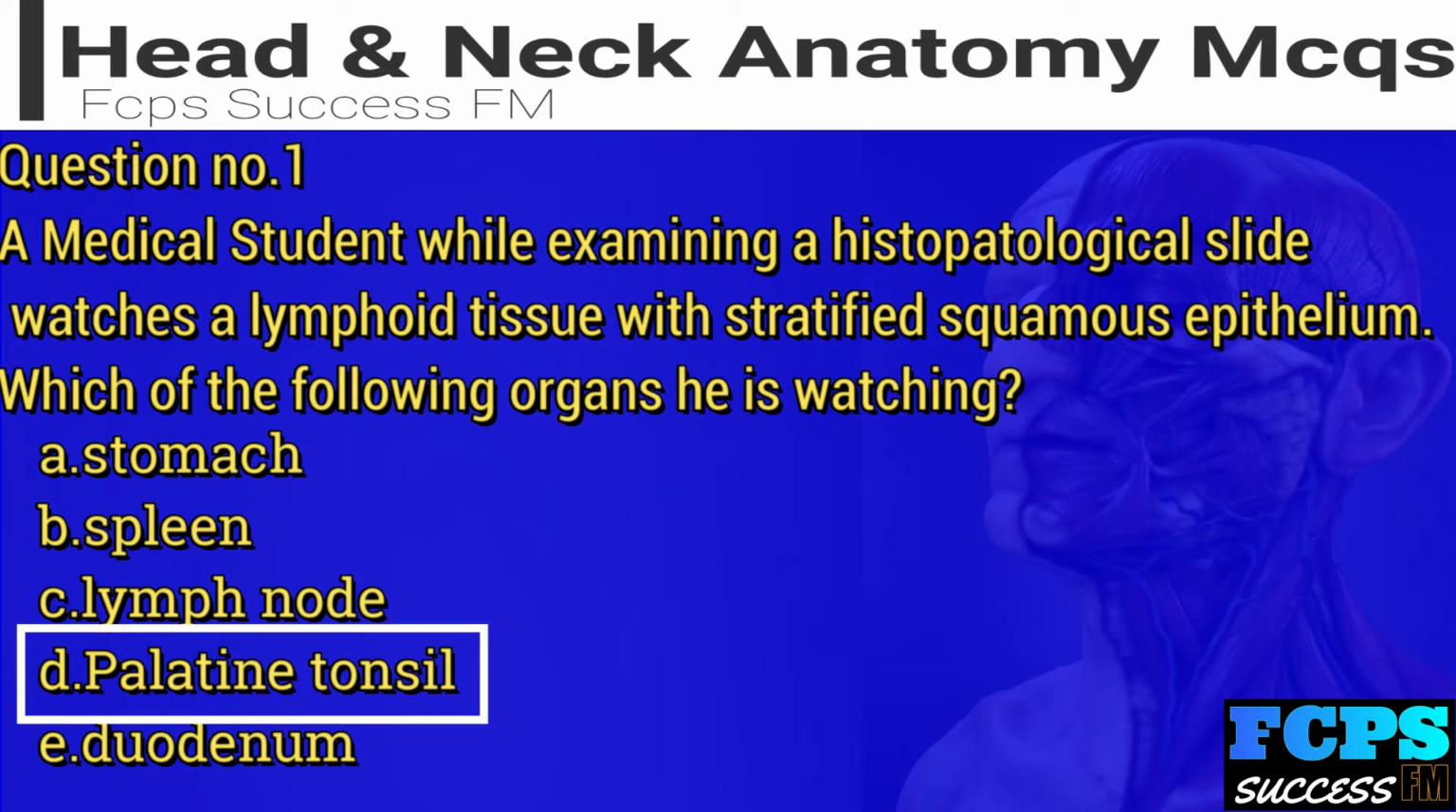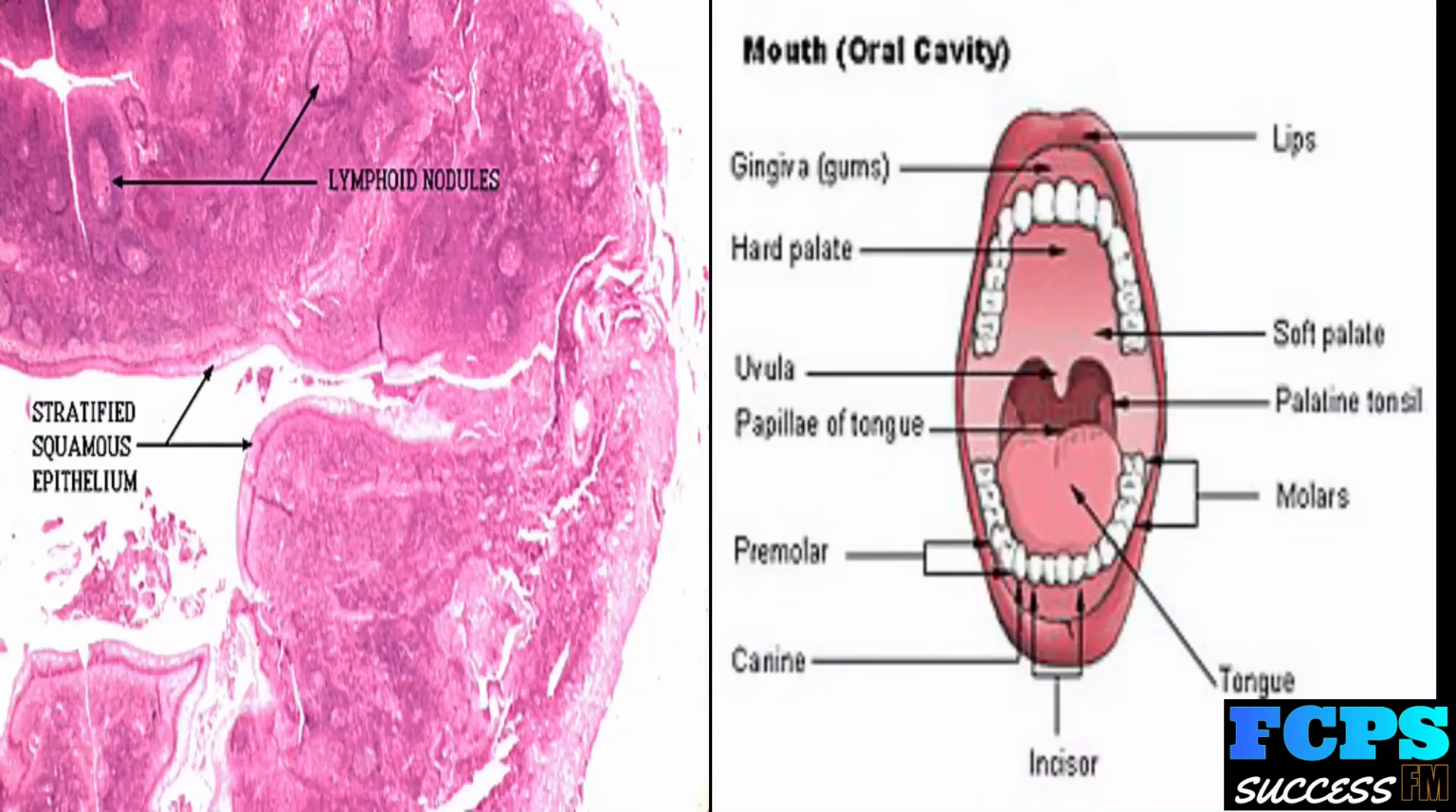Correct answer is D. Palatine tonsils. From the pharyngeal side, palatine tonsils are covered with a stratified squamous epithelium, whereas a fibrous capsule links them to the wall of the pharynx. Palatine tonsils form part of the Waldeyer's ring, which comprises the adenoid, the paired tubal tonsils, the paired palatine tonsils and the lingual tonsils.